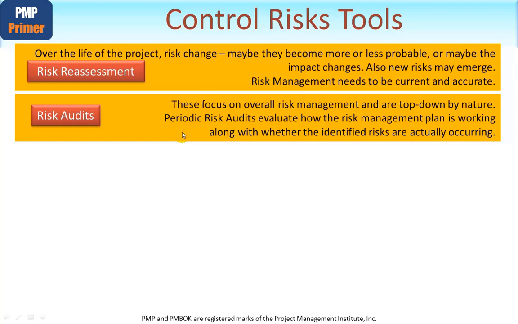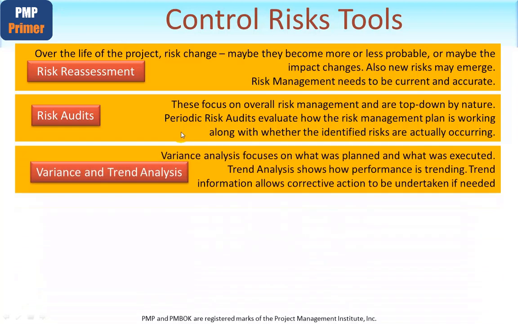Variance and trend analysis. This is looking at what was originally planned and what was actually executed. So it's comparing planned against actual and looking at variances between those two, and looking at what was planned and what is forecast, again with a focus on the variances. Trend analysis shows how performance is trending. Trend information allows corrective action to be undertaken if needed.